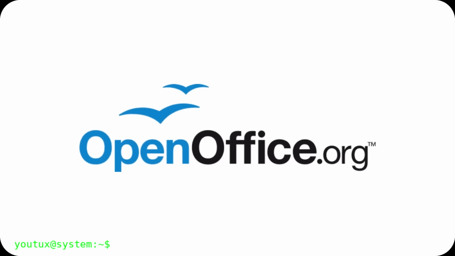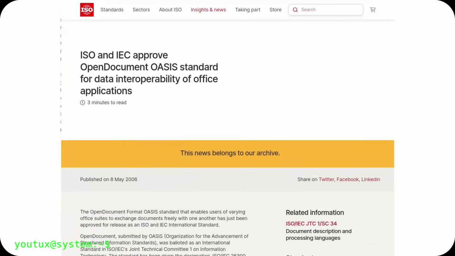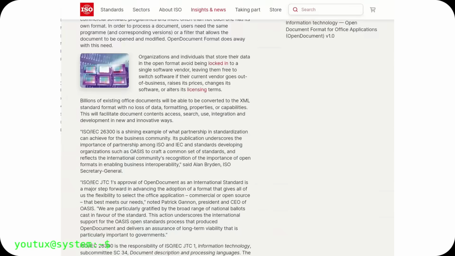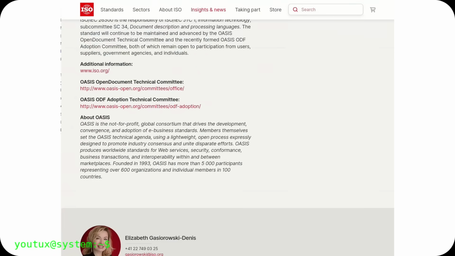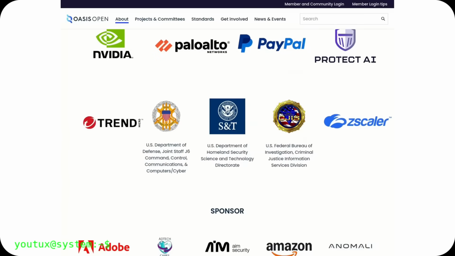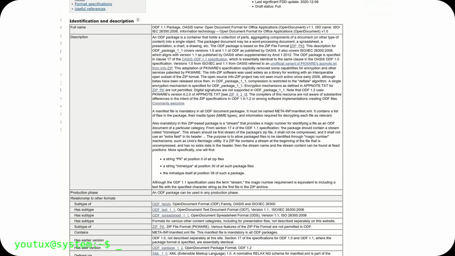One of OpenOffice.org's key innovations was the introduction of the OpenDocument format, ODF. Developed in collaboration with OASIS, the Organization for the Advancement of Structured Information Standards, ODF was designed to be open, transparent, and interoperable. In 2006, ODF was recognized as an ISO standard, ISO/IEC 26300, marking a historic victory for the open-source movement.